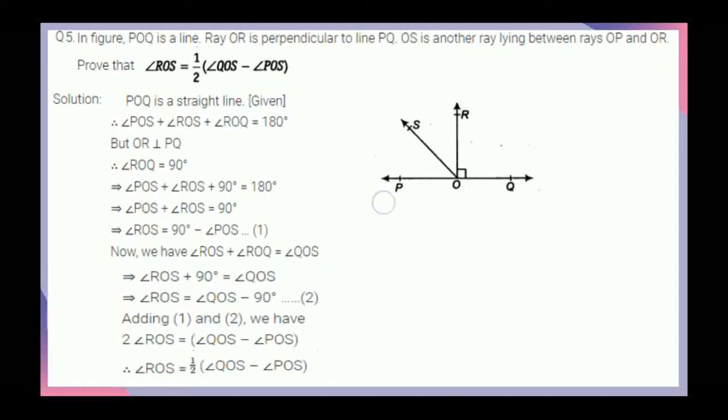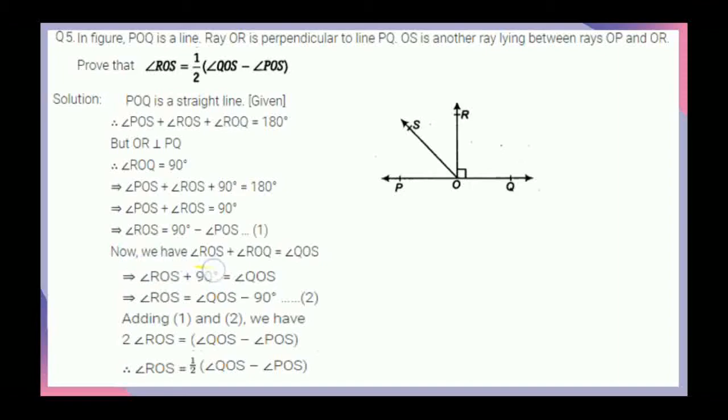Now see, POQ is a straight line. Angle POS plus angle ROS plus angle ROQ is equal to 180. But OR is perpendicular to PQ, so angle ROQ is equal to 90 degrees. Now, angle POS plus angle ROS plus 90 degrees is equal to 180 degrees. Angle POS plus angle ROS is equal to 90 degrees. Now, angle ROS is equal to 90 degrees minus angle POS, and this we are taking as equation 1.